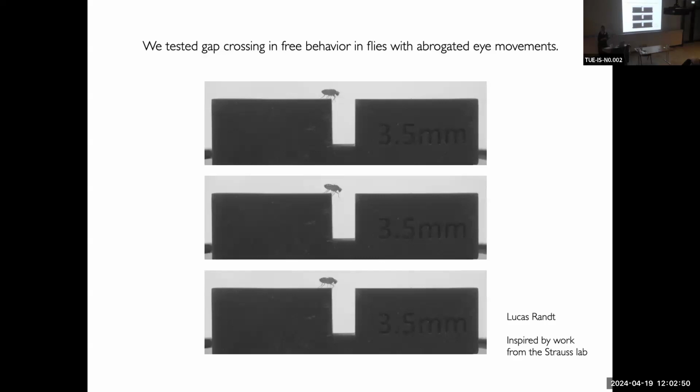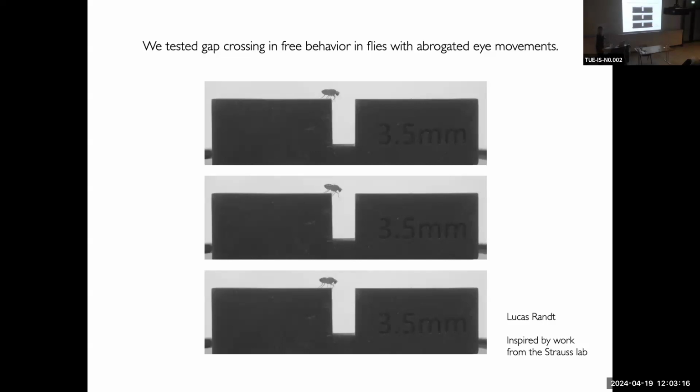Flies, at least Drosophila, don't have a large binocular overlap, and they have relatively bad resolution. And so it's unlikely that they could use stereopsis in a way that we use stereopsis. They also don't perform very obvious peering movements when they approach this gap. And so it's unclear to what extent motion parallax helps. And so we thought maybe this is a place where retinal movements could play a role.